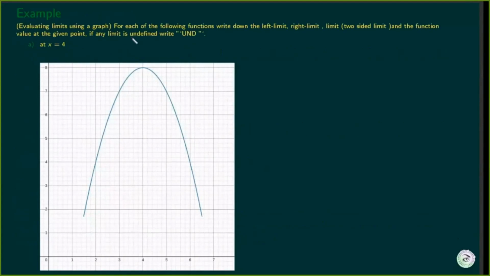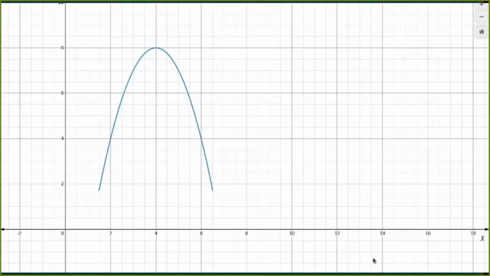So we are asked to evaluate the right limit, left limit and limit at each point. If the limit is undefined, write undefined. Part A, x equals 4. So here we are asked to find the limits. First, to find the right limit at x equals 4, we have to approach 4 from the right side. So we will start from the furthest point on the right where the graph starts.